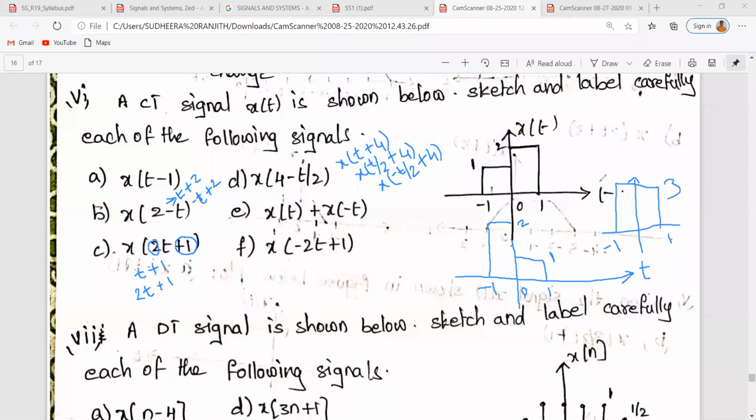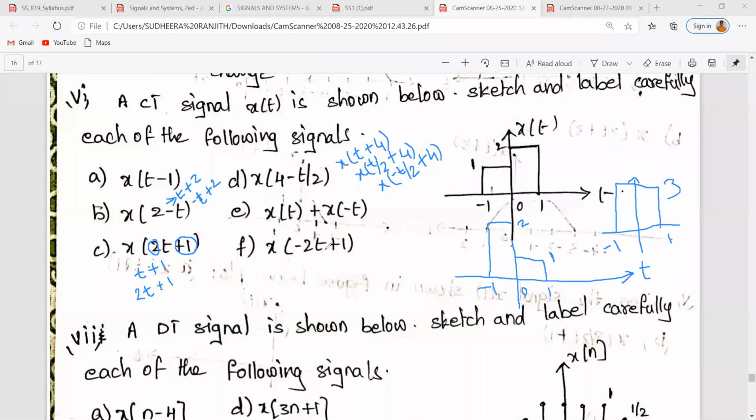Is it clear? So x of t plus x of minus t. What does it mean? Here the operation involved is time reversal and addition, signal addition. And this is the last one.